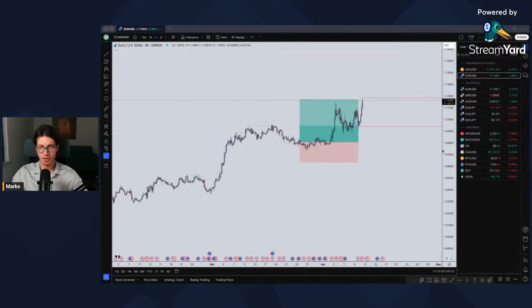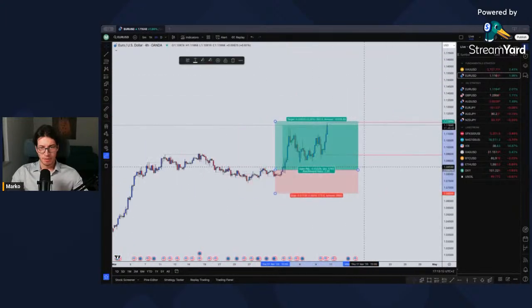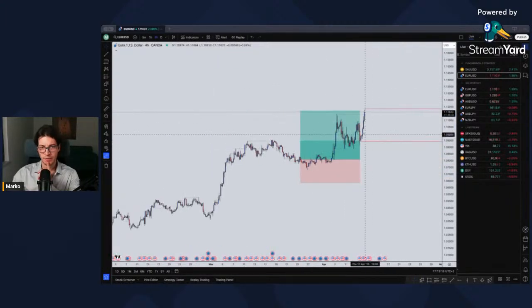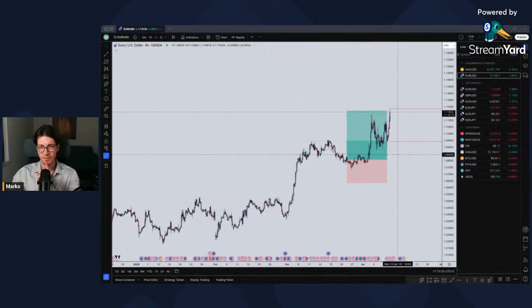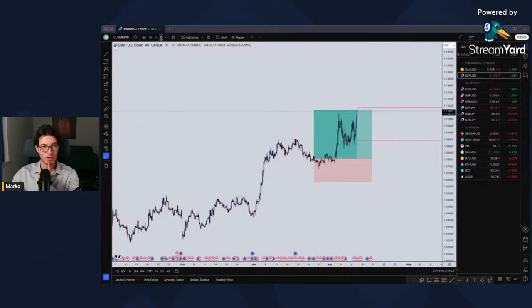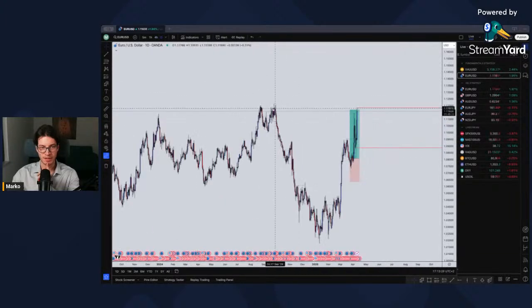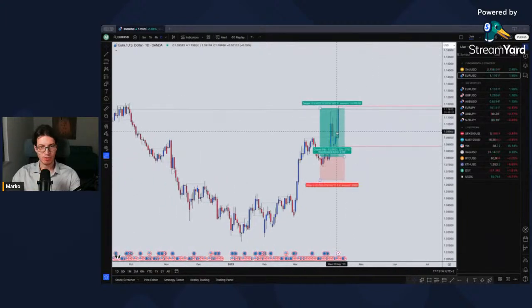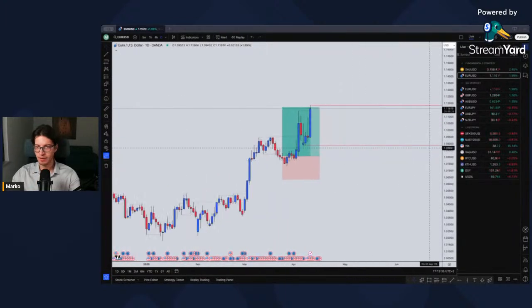Let's see the 4-hour. Maybe trail it underneath this low. So I will think about those options, but to be honest with you, I do think the best case would be to take profit here at this resistance point. So that's about it for the euro dollar trade right there.